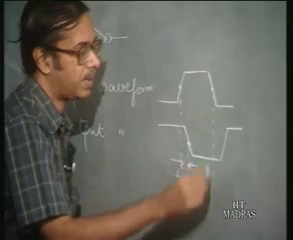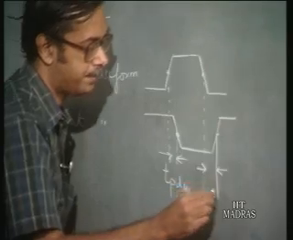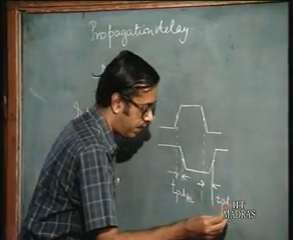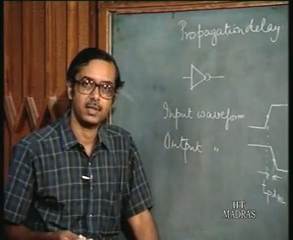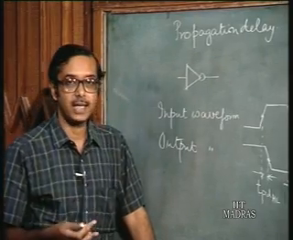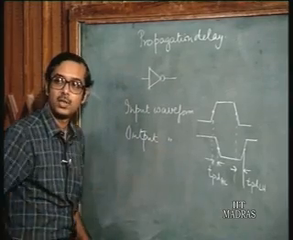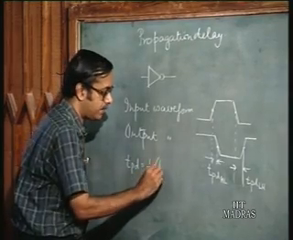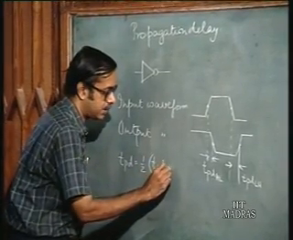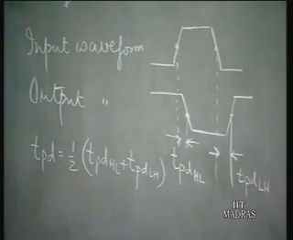Similarly, you can have a propagation delay for a low to high transition, and these two propagation delays, for high to low and low to high transitions, need not be the same; they can be different. Usually the propagation delay of a logic circuit is defined as the average of these two propagation delays, the high to low and the low to high. So, this is the definition of a propagation delay of a logic gate.